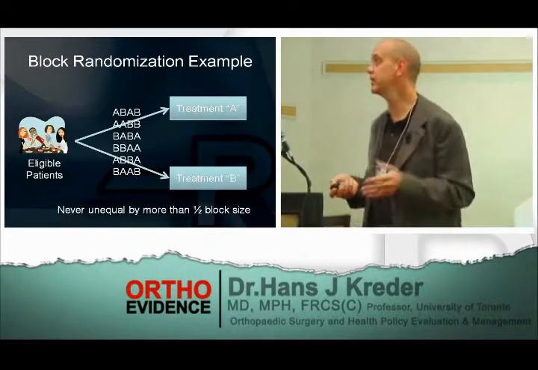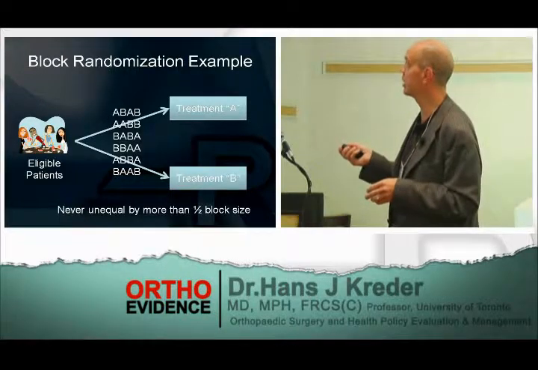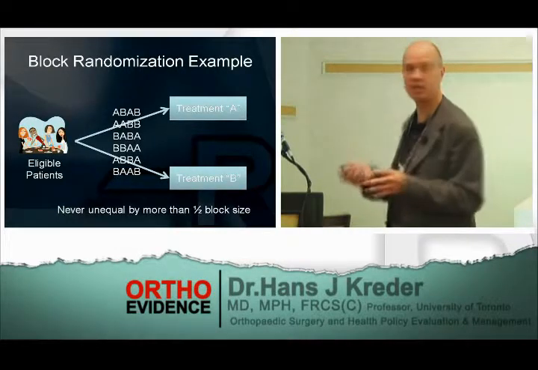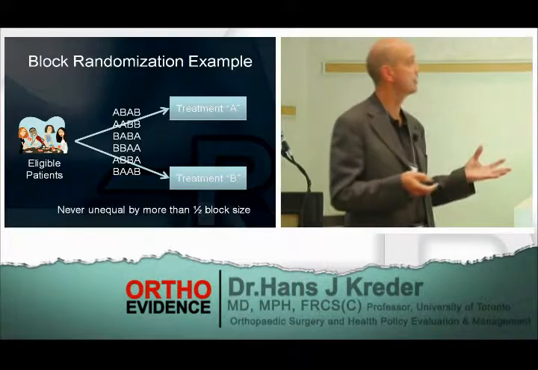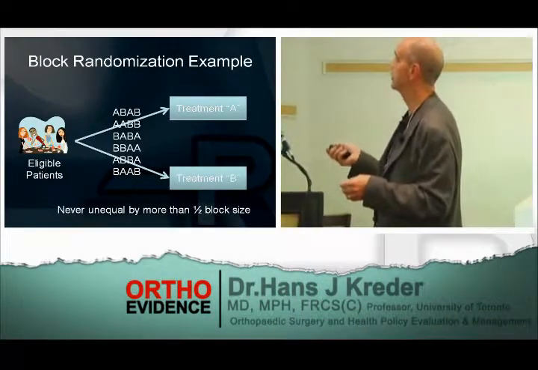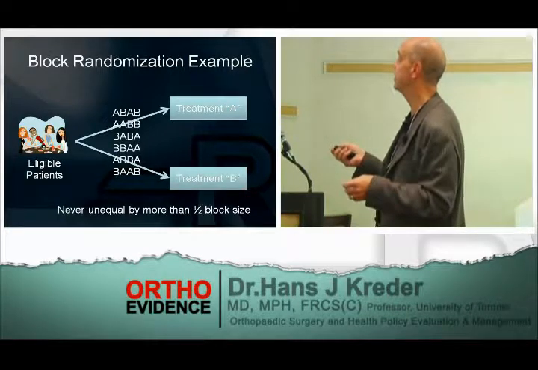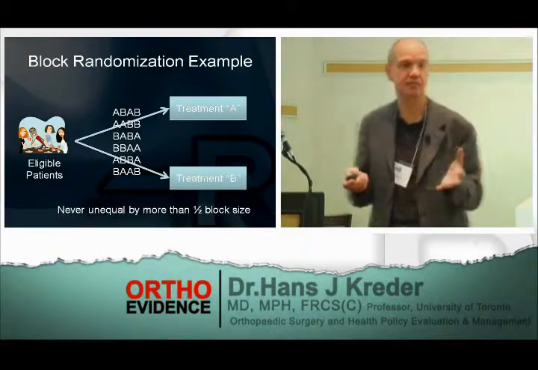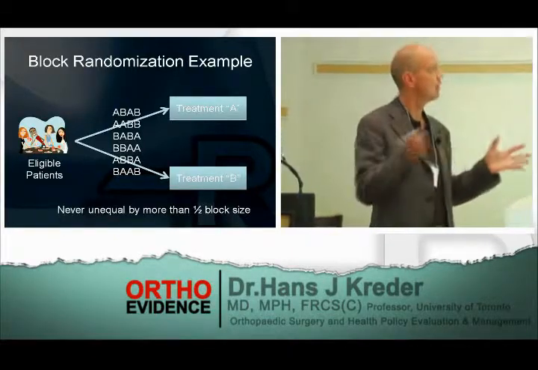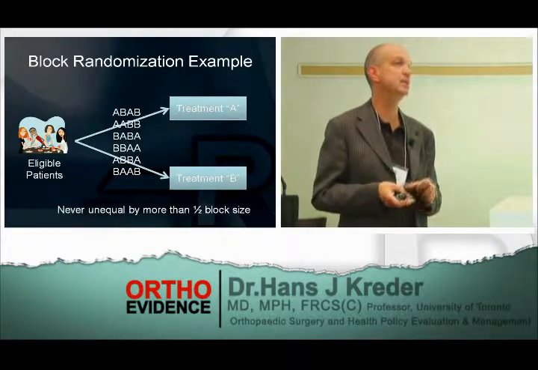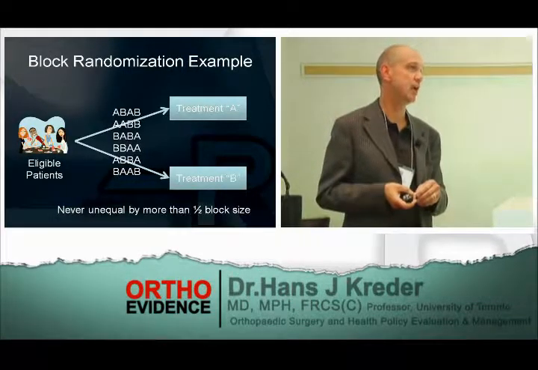And very simply, you develop blocks. In this case, we've done blocks of 4. So if you have blocks of 4 and you keep the numbers of treatment A and B equal in those blocks, these are the different ways you can keep those numbers equal. You can have ABAB, AABB, BABA, and so on. So there's 6 different ways, when you've got blocks of 4, of keeping the number of A's and B's equal in the block.